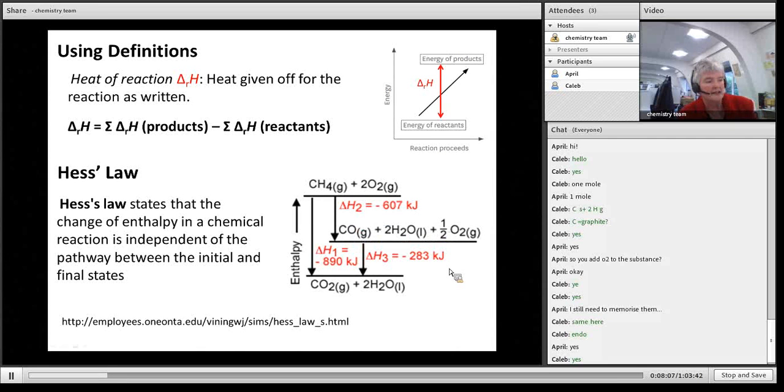remember what I said about if I was going to burn carbon, the heat of combustion is always to carbon dioxide. And what would happen if I wanted to go to carbon monoxide? What would then that amount of energy be? So we can play around with equations until we get to the equation we want.